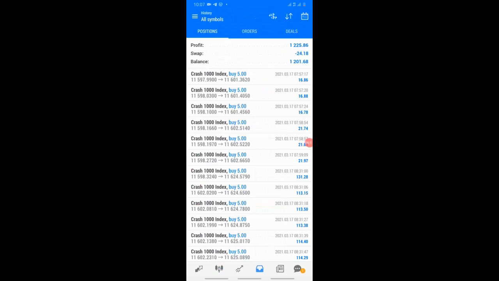You can see these are the trades we took today during the live trading session, and that actually gave us $1,225 profits in today's trade. You can see they are all blues. Some of them gave us $131, $113, another $113, and another $114. So those ones actually went for a very long time. That is the way it works.